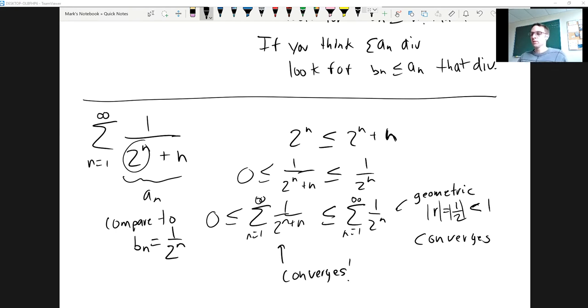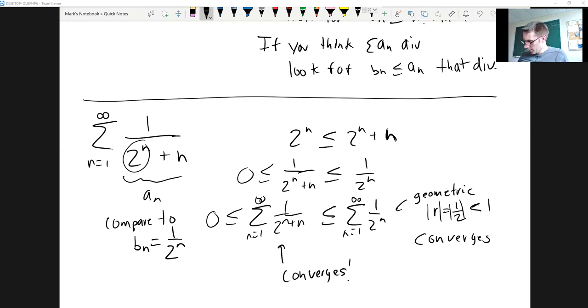Okay? So again, the principle we used there is we disregarded the n. We threw that away when choosing our comparison because we thought that the 2 to the n would matter much more in the long run. All right, you could also use the limit comparison test here. It would require applying L'Hopital's rule, but you would eventually get to the same conclusion.